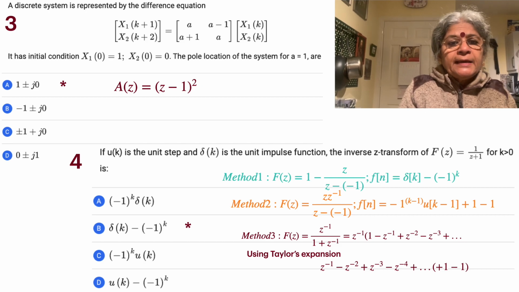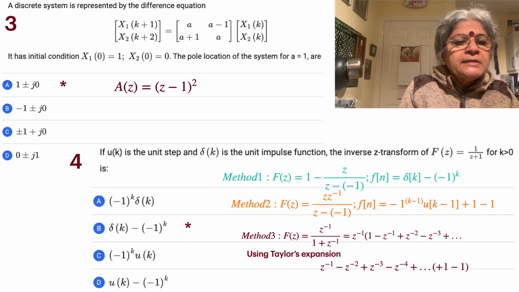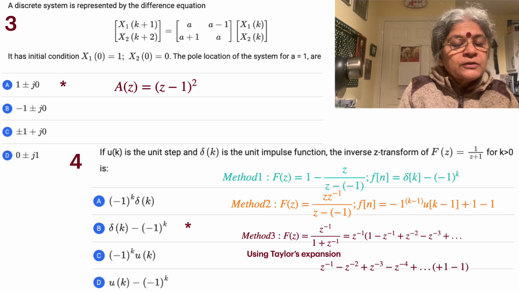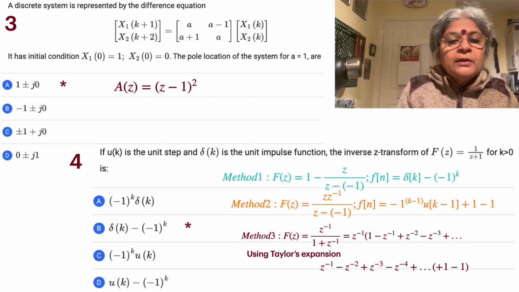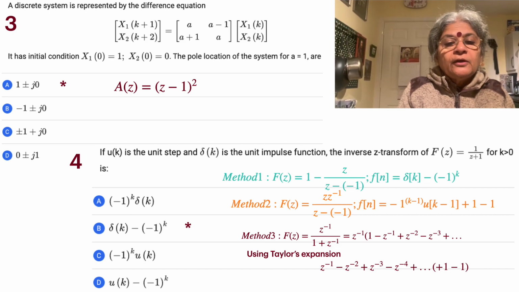And we have the matrix A as given by a minus 1, a plus 1 and a, and x1 k and x2 k as the two quantities. It has initial conditions x1 0 equal to 1 and x2 0 equal to 0. The pole locations of the system for a equal to 1 are what?